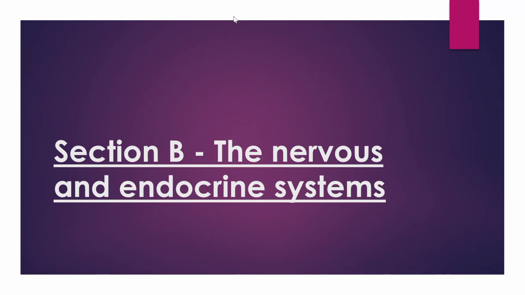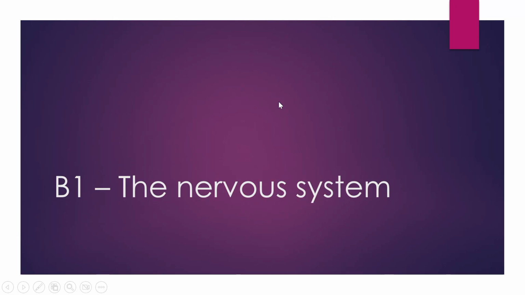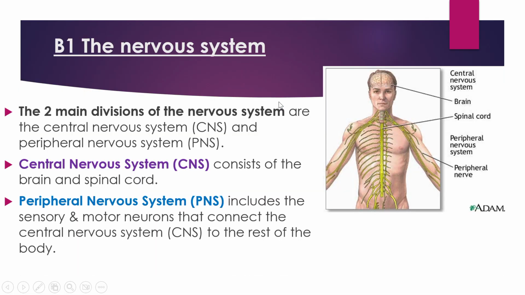The nervous and endocrine systems. B1, the nervous system. So the two main divisions of the nervous system are the central nervous system, or CNS, and the peripheral nervous system, or PNS. The central nervous system consists of the brain and the spinal cord, and the peripheral nervous system includes the sensory and motor neurons that connect the central nervous system to the rest of the body.